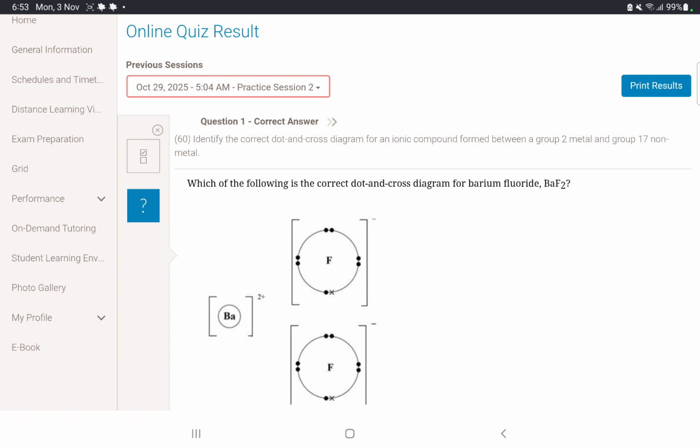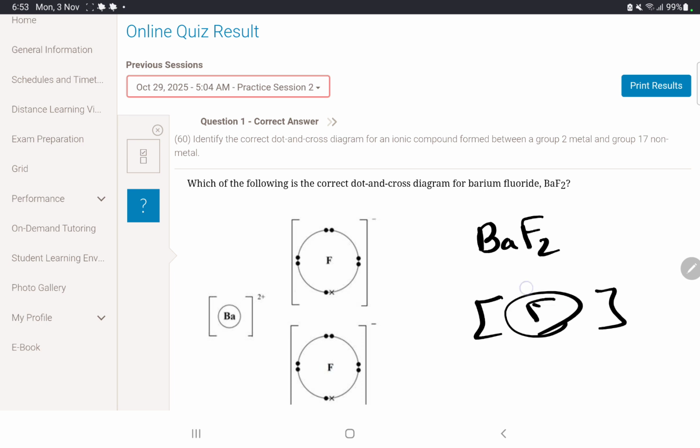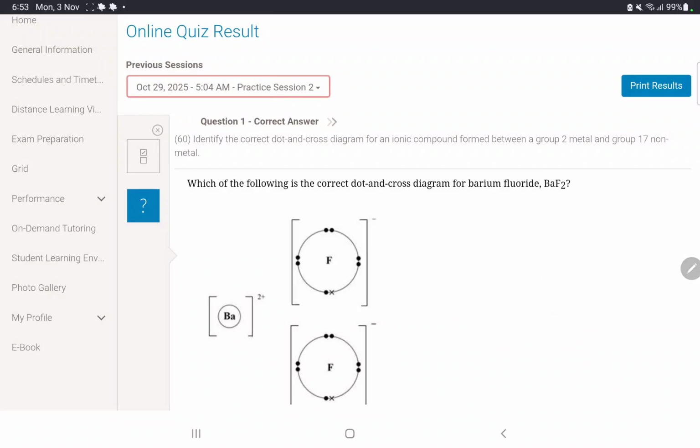Okay, so we know that BaF2 is ionic, and ionic dot cross diagrams have to have these brackets, with the sign here. It has to look something like this. It has to have these brackets for it to be correct and ionic. So if it's ionic, it has to have these brackets. So for BaF2, they want the correct dot cross diagram.